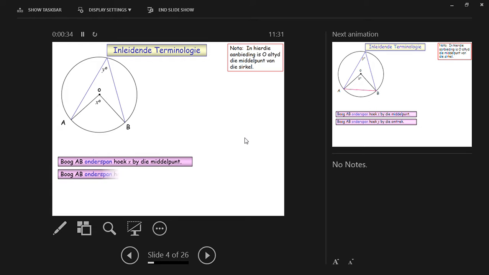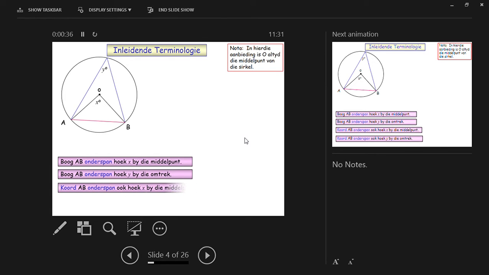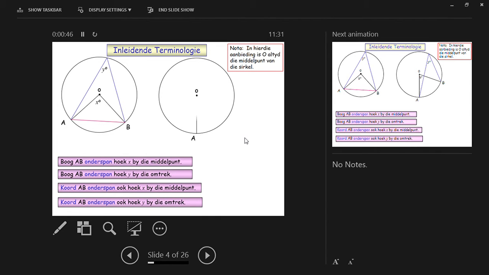Toe het ons gepraat oor wat dit beteken wanneer iets onderspan. So when something subtends an angle, what does that mean? It can either be an arc or a chord that subtends something. And this one was important because we got that relationship where in this case x will be double the size of y because both x and y are subtended by the same arc or chord, but the one is at the center of the circle and the other one is at the circumference. Almal nog by? Okay.